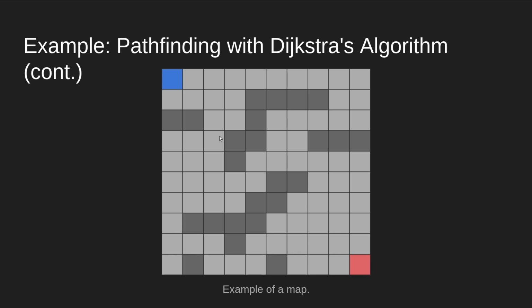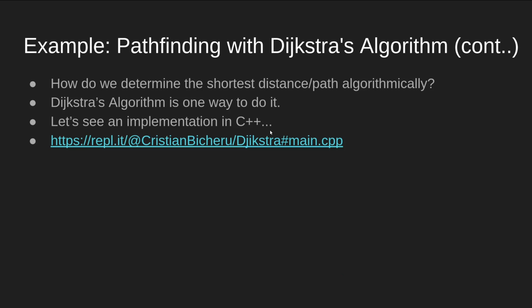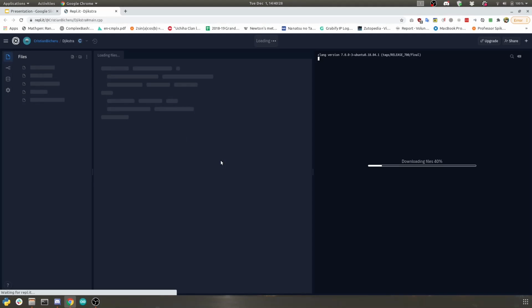You can look at this and see obviously there's a path this way, and a path this way, but what if I give you a 1000 by 1000 map? You have to be able to do this programmatically. So how do we do it? Dijkstra's algorithm is one way. A star is another algorithm, and there are a lot of pathfinding algorithms, but Dijkstra's is the simplest. So let's see an implementation in CPP.